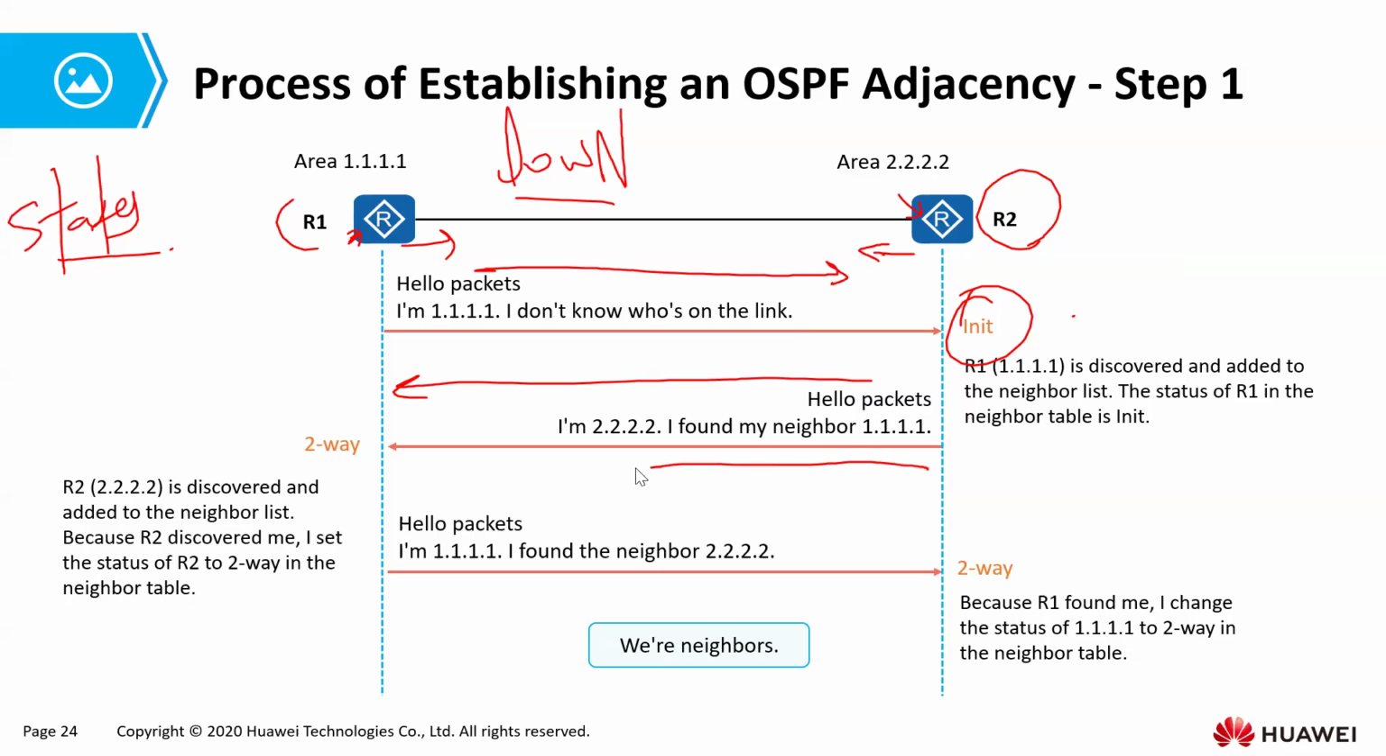If I then send another hello packet to R1, containing information about R2, that step becomes two-way. It means we've already discovered R1 or R2 on the other end. We now have what we call the two-way state. With the two-way state, that's where the election comes in. Election here of the designated router, election here of the backup designated router, with all other routers becoming DR others.